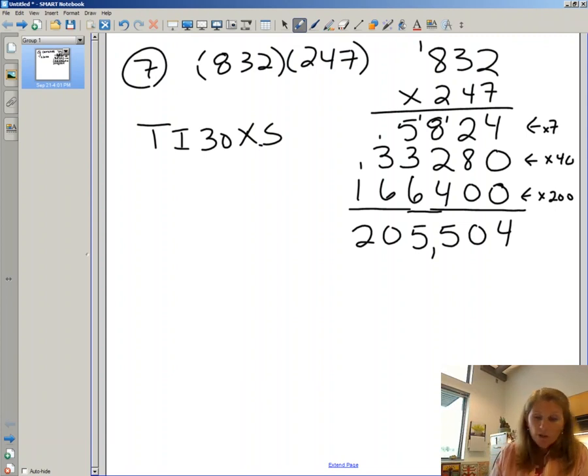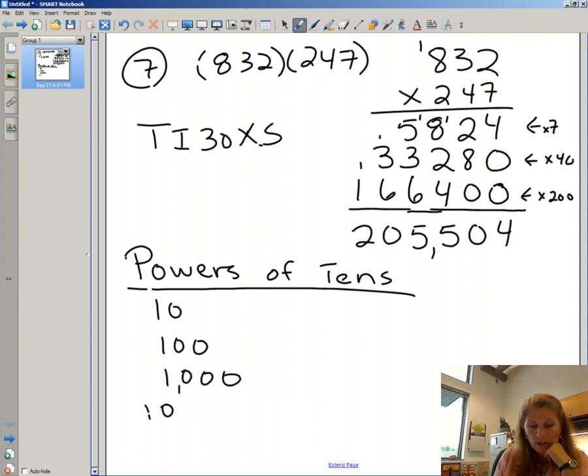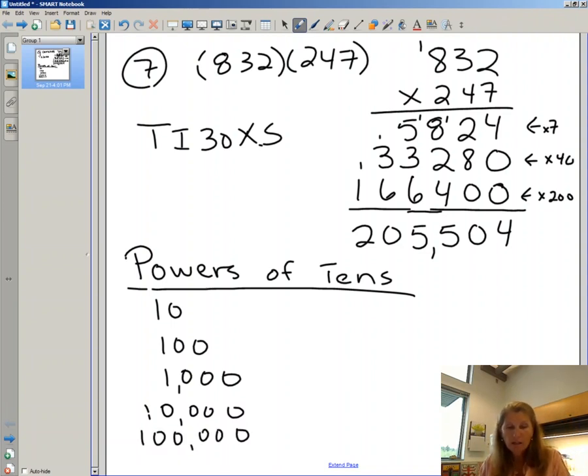The next thing we're going to talk about is powers of 10. We're going to talk about exponents in detail in a few more lessons from now, but I just want to talk about them for a second here. A power of 10 is what we call 10, 100, 1,000, 10,000, 100,000. Notice what I'm doing here. Every time I'm just adding on one more 0. Those are what we call powers of 10.